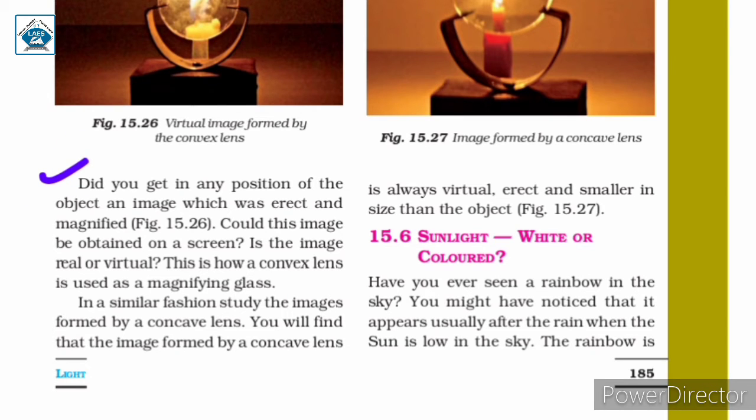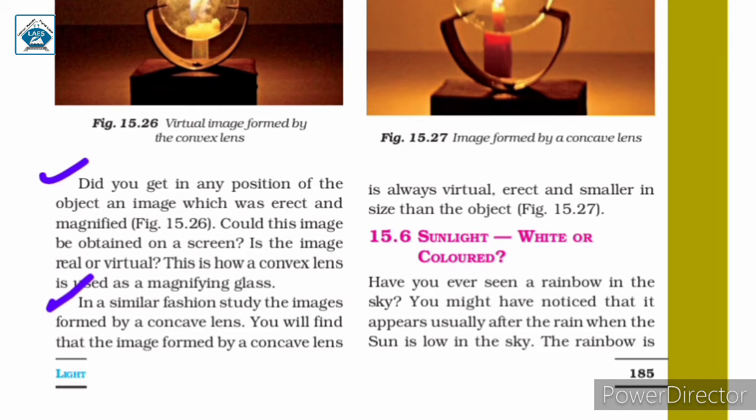Did you get in any position of the object an image which was erect and magnified? Could this image be obtained on a screen? Is the image real or virtual? This is how a convex lens is used as a magnifying glass. In a similar fashion, study the images formed by a concave lens.